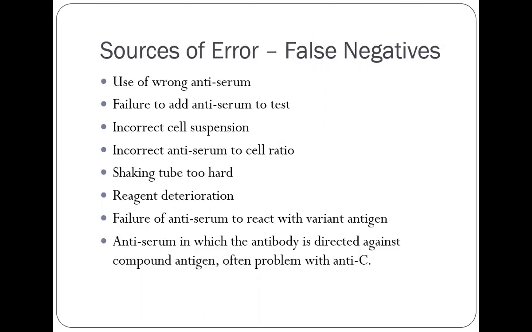Maybe the reagent deteriorated and now it's not working any longer. Perhaps there was a failure of the antisera to react with the variant antigens. As I told you, you can have different variant antigens, so perhaps the specific monoclonal anti-D is not directed at the correct epitope. Antisera in which the antibody is directed against a compound antigen, often problems with anti-C, so you might get a false negative because it's not picking up the correct antigen.